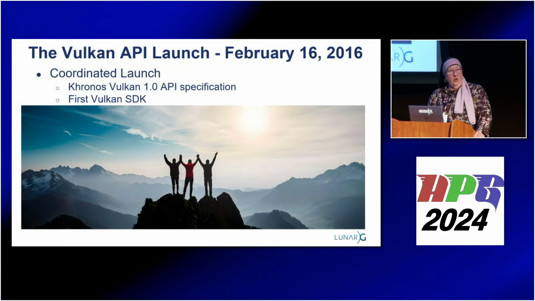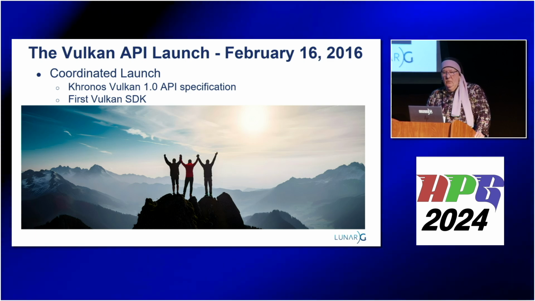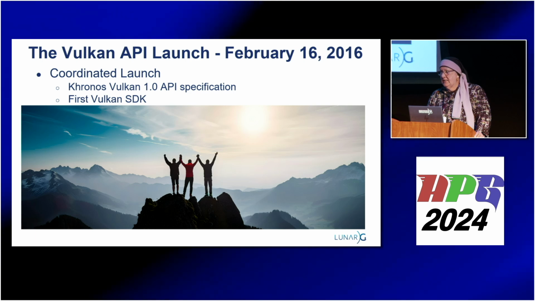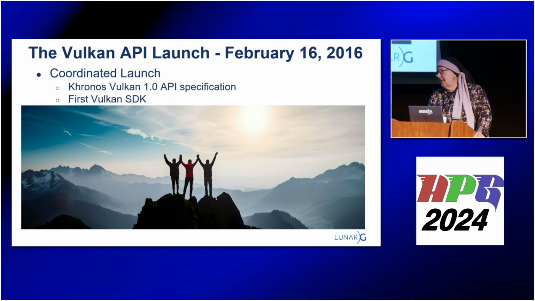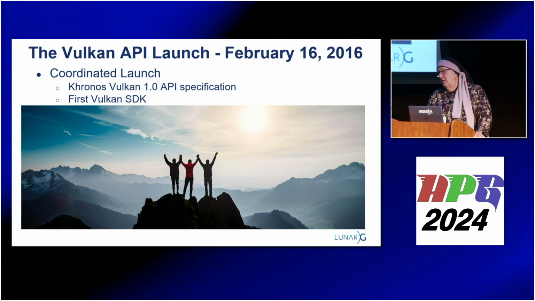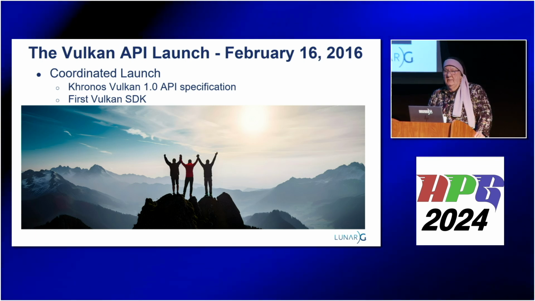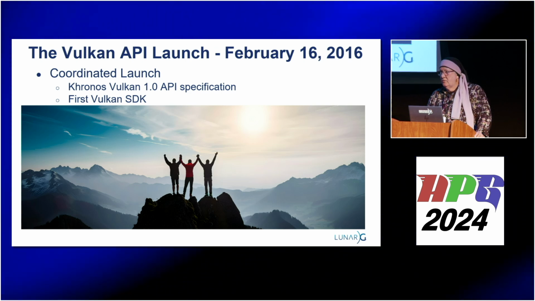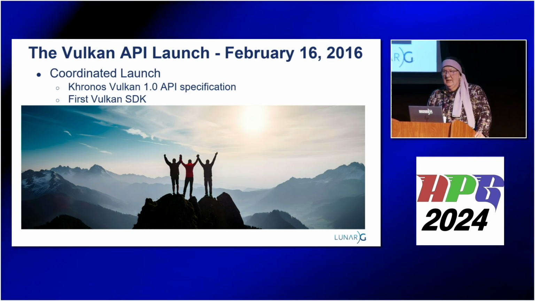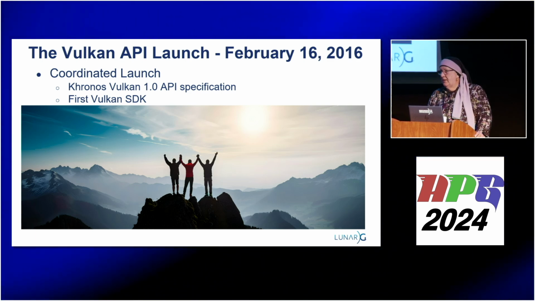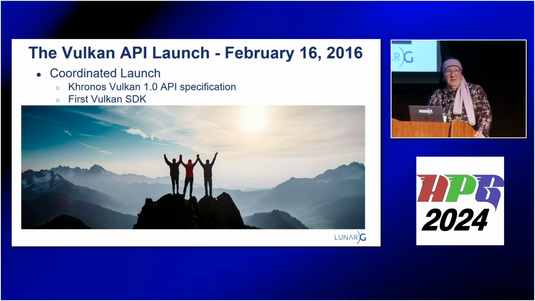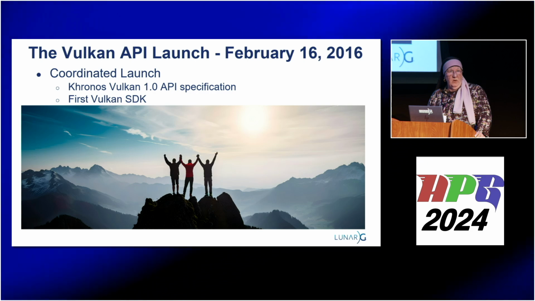At any rate, we had a coordinated launch with Khronos, the 1.0 API specification and the first Vulkan SDK, both launched February 16th. There was so much pent-up demand for this API that both Khronos's servers serving the specification and my server serving up the SDK crashed from just too much demand, too many requests. Fortunately, both of us were able to get our servers back up quickly and service all the demands. But it was the most exhilarating day for me, that the launch was a success. It was really a proud moment that we were able to achieve it.